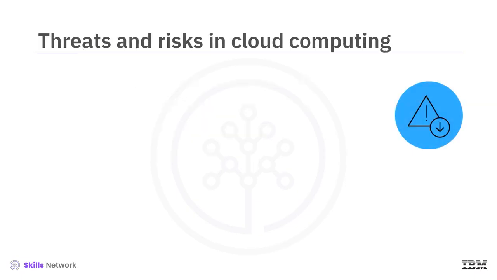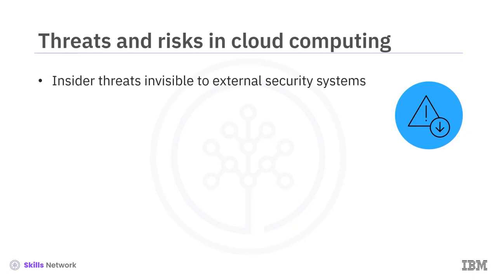Next, let's discuss some evolving threats and risks in cloud computing. Insider threats are caused by current or former employees, business partners, contractors, or anyone who has had access to systems or networks in the past. They can at any time abuse their access permissions. This category of threats is invisible to external security systems and thus are more dangerous.